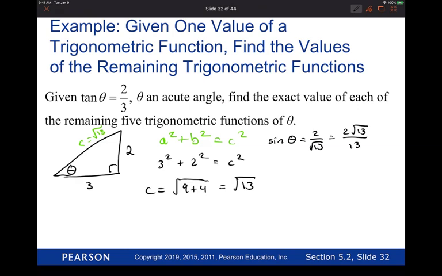Okay. So then what's cosine of theta? Tell me about cosine. Adjacent over hypotenuse, so it's 3 over root 13. And then the final result's going to be 3 root 13 over 13. I told you, once you see it a few times, it goes quickly.